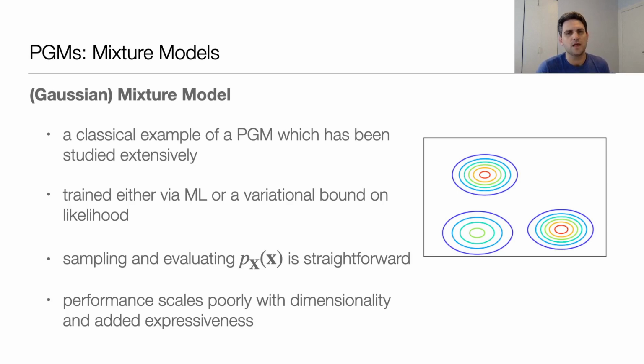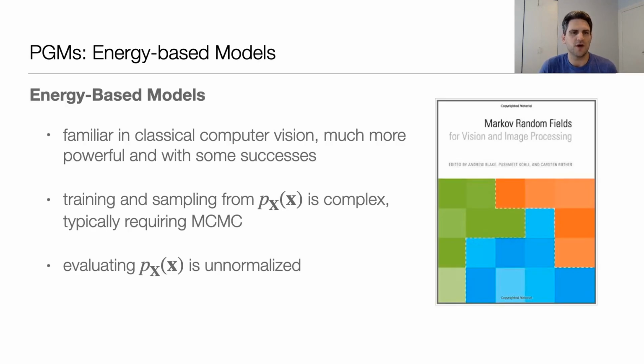Another class of probabilistic graphical models is energy-based models. Those of you who've been around in computer vision long enough will be familiar with these. They're fairly powerful, and they've actually had some pretty significant successes in computer vision. Markov random fields and conditional random fields are examples of these energy-based models. Training and sampling with energy-based models can be quite complex, typically requiring Markov chain Monte Carlo even in inner loops. And evaluating the density is possible, but typically only an unnormalized version of the density is easily accessible.